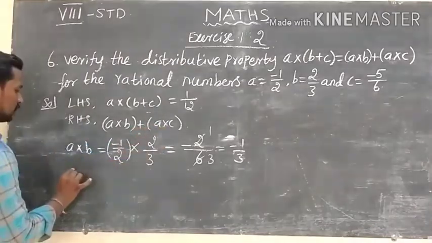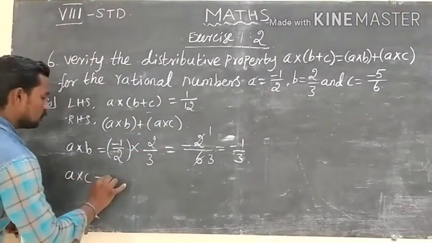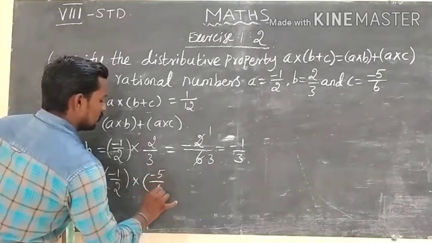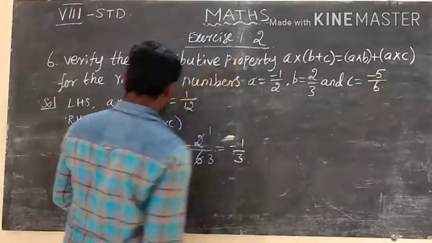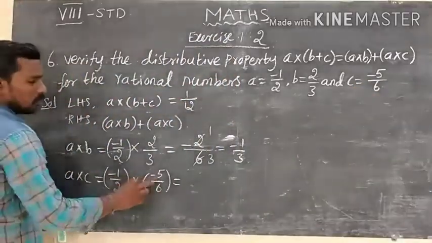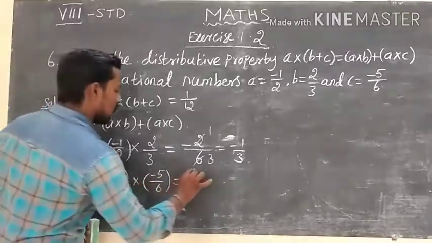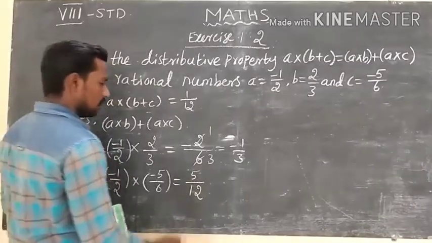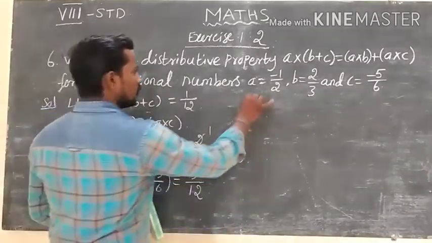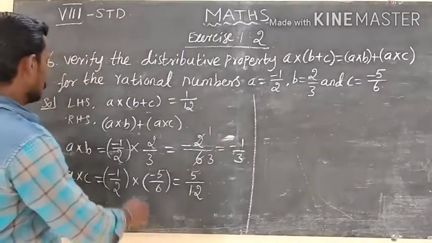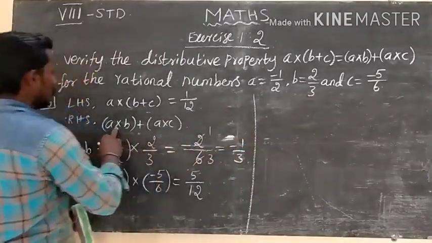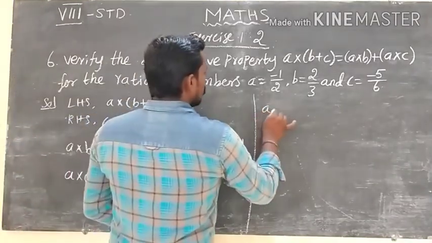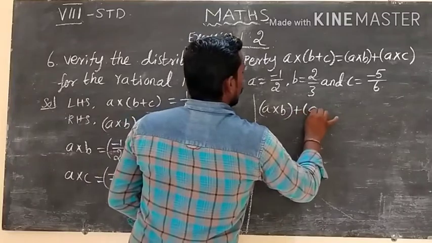Next find a into c. a is minus 1 by 2 into c, which is minus 5 by 6. Then multiplying both rational numbers: minus into minus is plus, 1 fives are 5 divided by 2 sixes are 12. Now we get 5 by 12. Next, what is the RHS? a into b plus a into c.